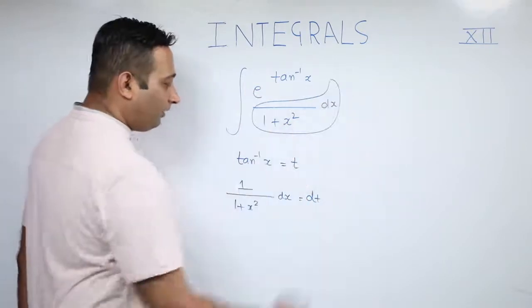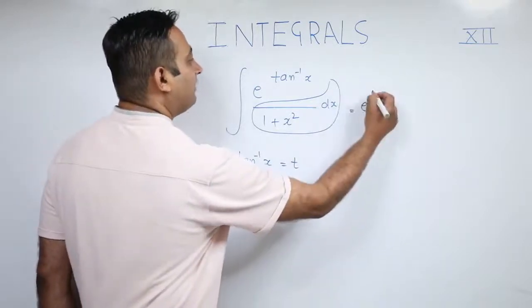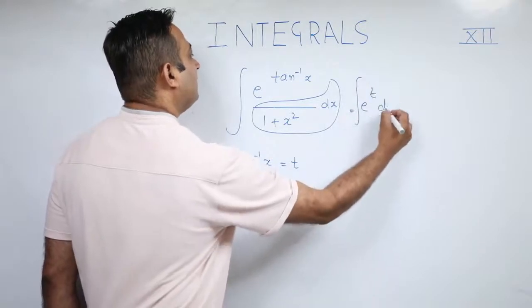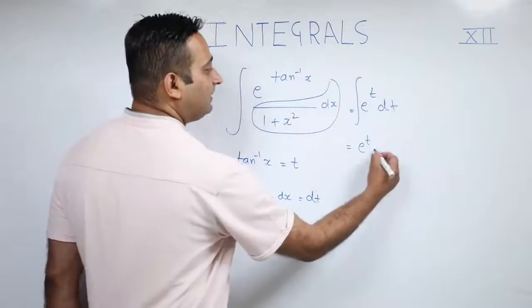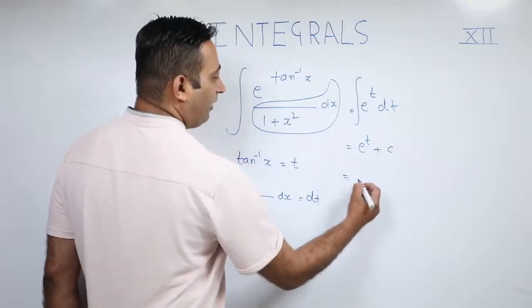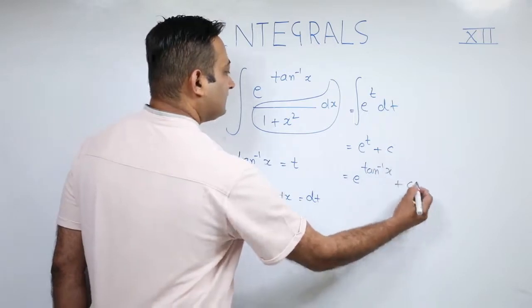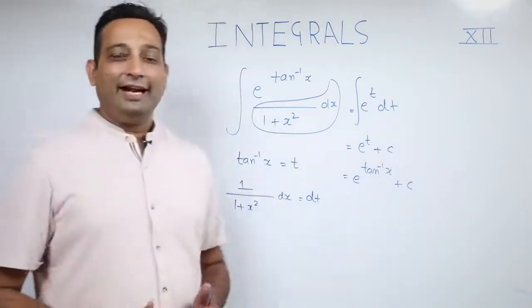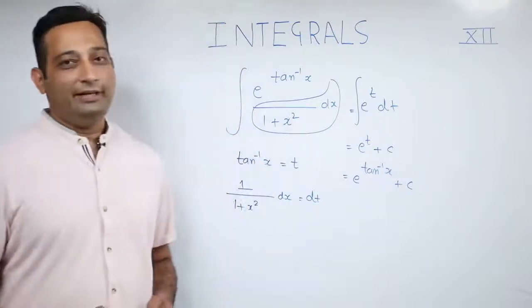So dx upon 1 plus x square will become dt and e raised to the power tan inverse x will become e raised to the power t dt. So the integral of e raised to the power t is again e raised to the power t plus c using the direct formula. Now we'll put the value of t as tan inverse x plus c. So if we understand what is to be substituted, then the whole question will become very easy.